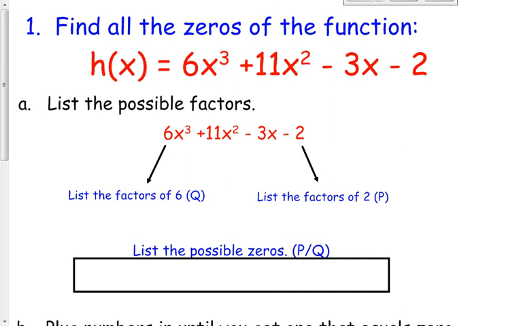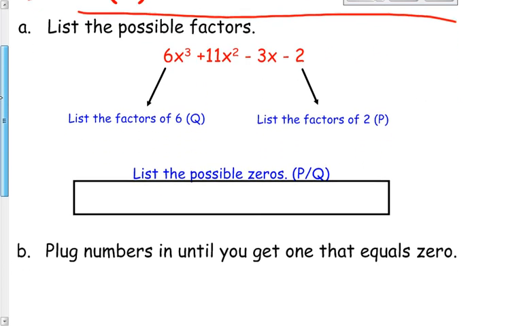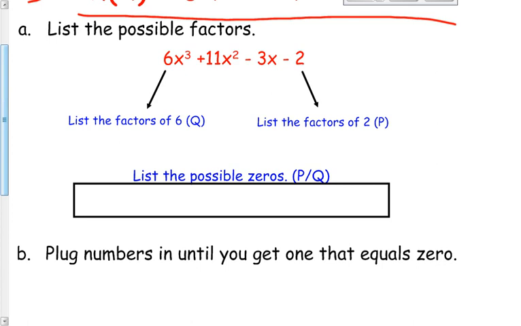So let's just go through it step by step. We want to find all the zeros of this one. So I know that there are going to be 3 zeros because my degree is 3. So let's just first list all the possible factors. Let's list all the possibilities using the rational zero theorem. So I know that it's going to be P over Q, which is factors of 2 are 1 and 2, and factors of 6 are 1, 2, 3, and 6. So let's list all the possible zeros that would satisfy this equation.